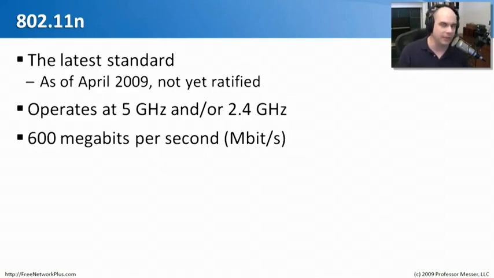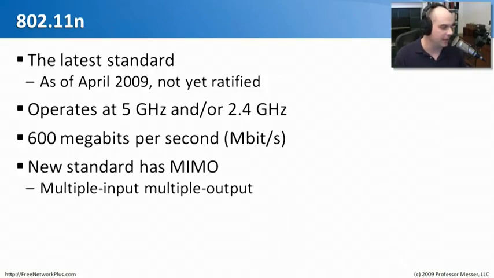This is a total data throughput of 600 megabits per second is the data rate that it runs at, megabits per second. That is very fast compared to the 11 and the 54 megabits per second in the previous versions. This new standard has something called MIMO. This is our multiple input, multiple output.